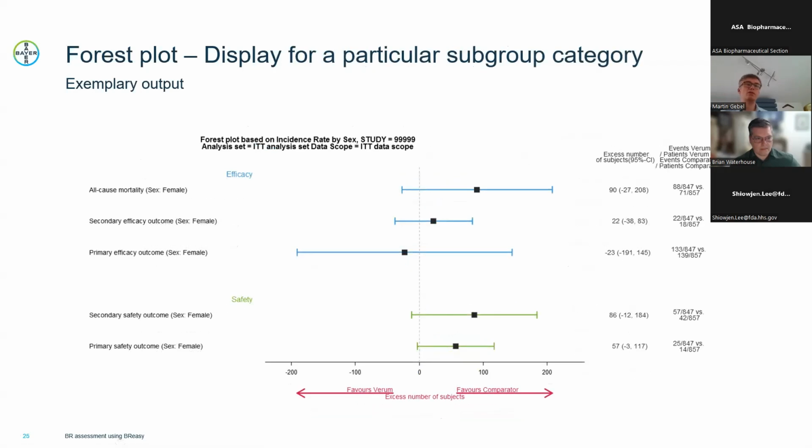In case you then also only want to see one particular sub-level, you can also select this, of course, and this would then look like this. You see just the results for this chosen sub-level category female for the selected outcomes of interest.